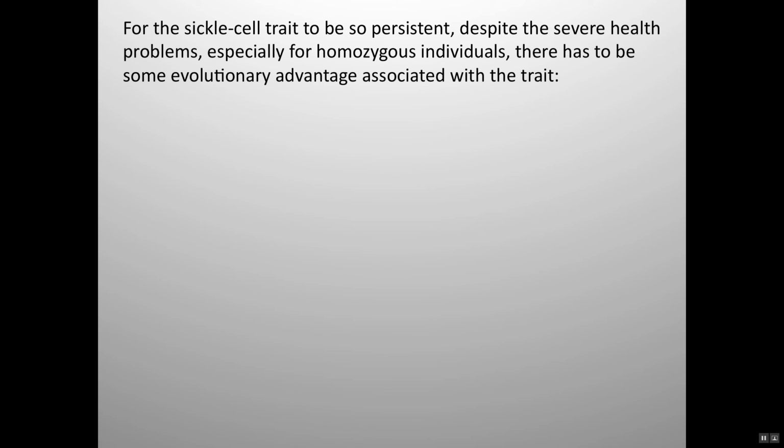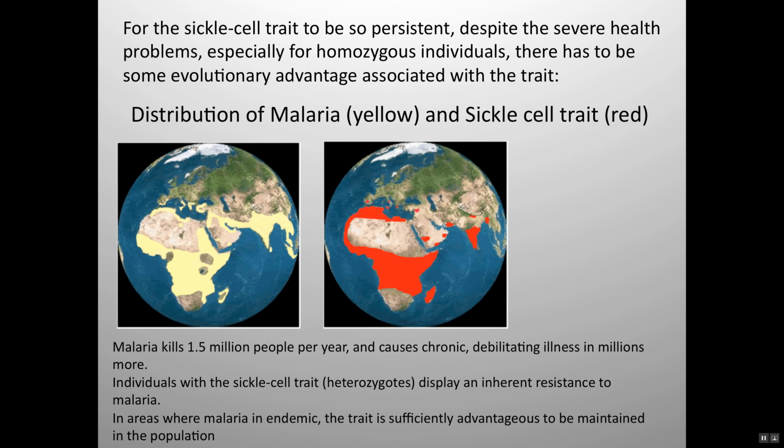Interestingly though, the sickle cell trait is remarkably persistent, despite the severe health problems, especially for homozygous individuals. So this means there must be some evolutionary advantage associated with this trait. And if we look at the distribution of malaria, seen here in yellow, with the distribution of the sickle cell trait, and also similar traits like beta thalassemia, you can see that there's a significant overlap between the distribution of malaria and the distribution of the sickle cell trait.